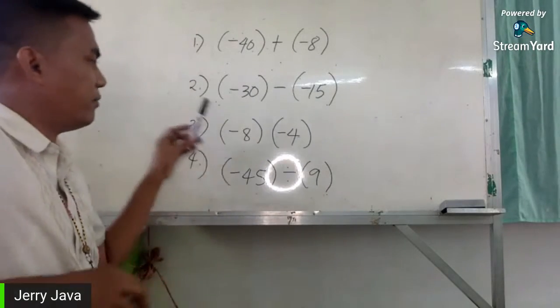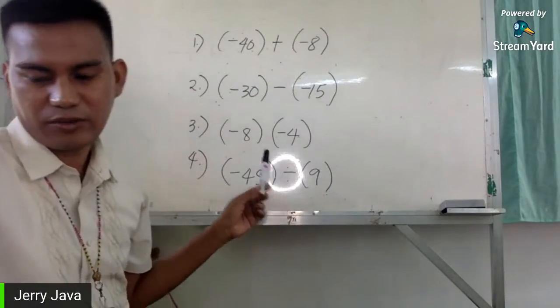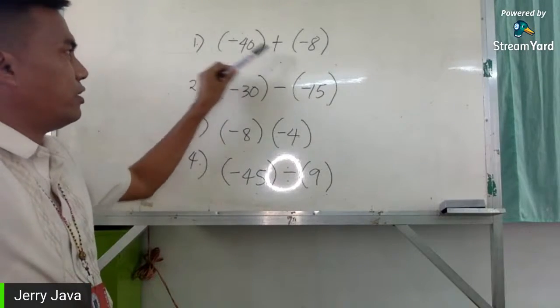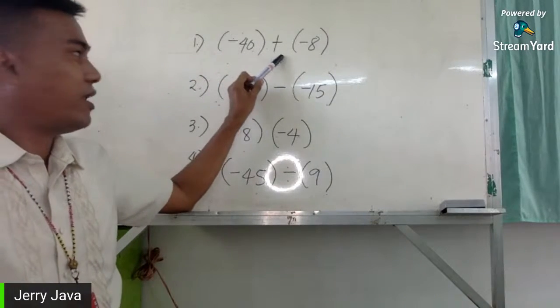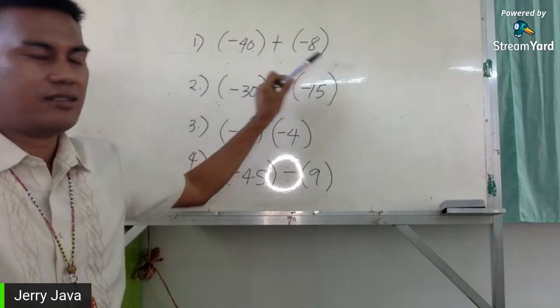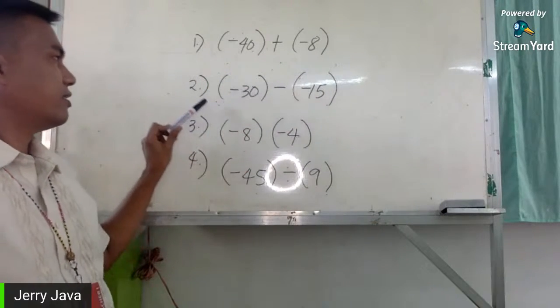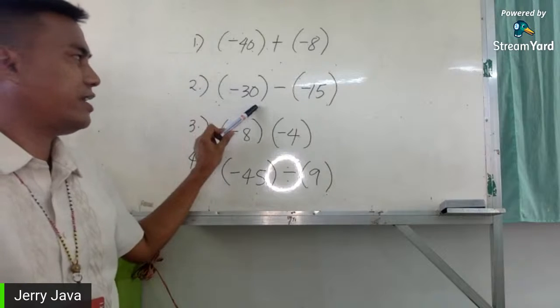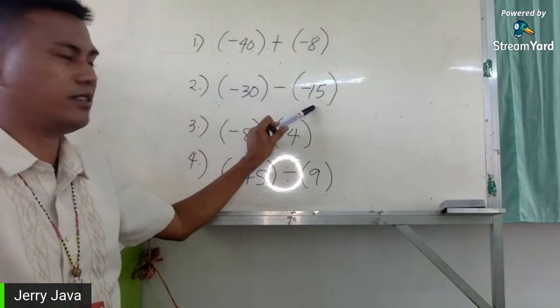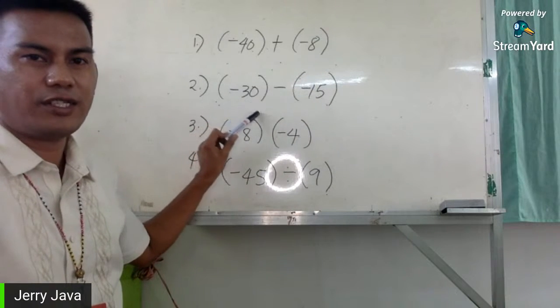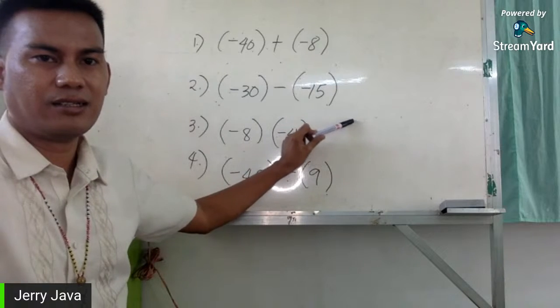Okay, I'm going to read that because it might be blurry there sa inyo. Number 1, this is addition. Negative 40 plus negative 8. Number 2, negative 30 minus negative 15.